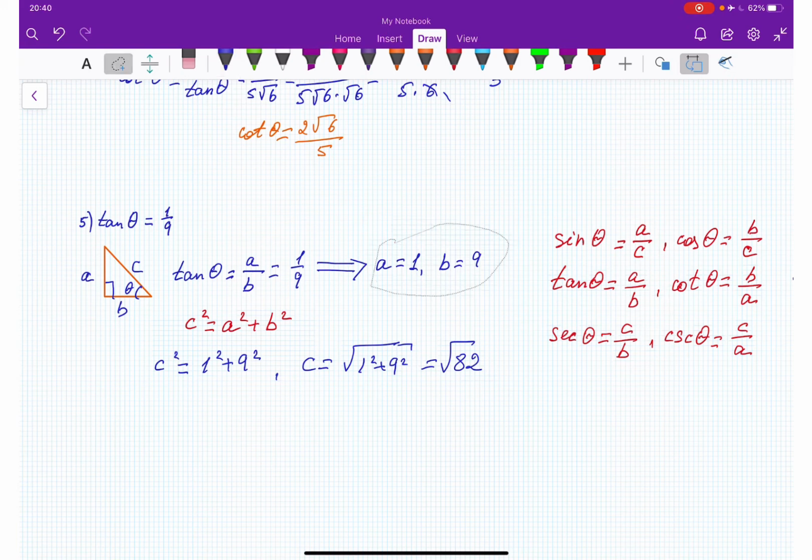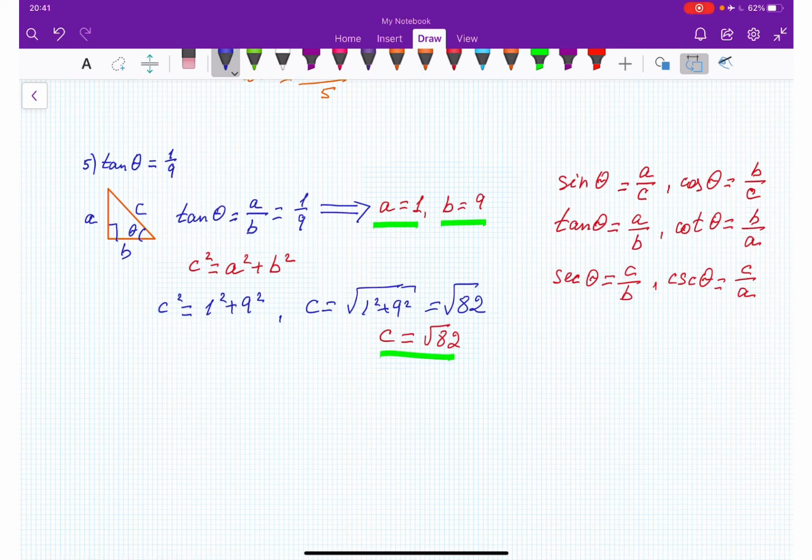Okay, once we have the square root of 82, we have already A, we have B, and we have C. Let me write down. So C is equal to the square root of 82. So here is the first data we have, second one, and here is the third one. So from here it's going to be easy. All we're going to do is apply the formula, the identity, and we are good.